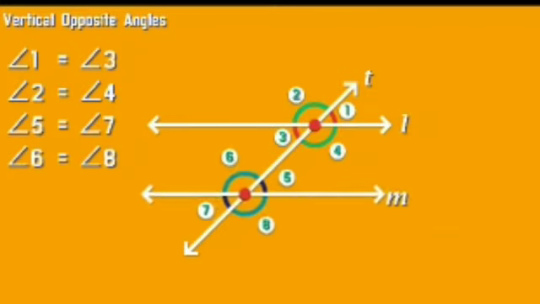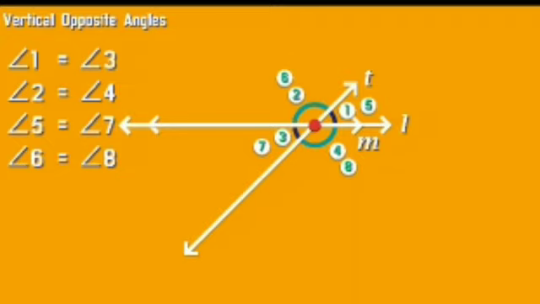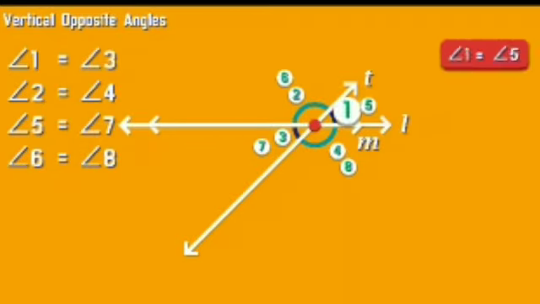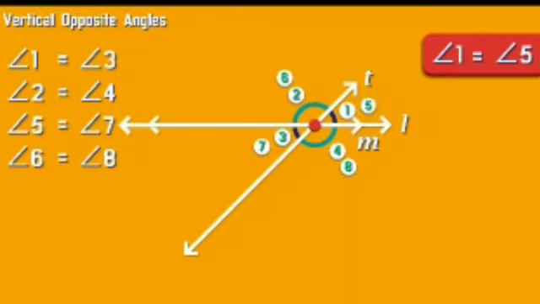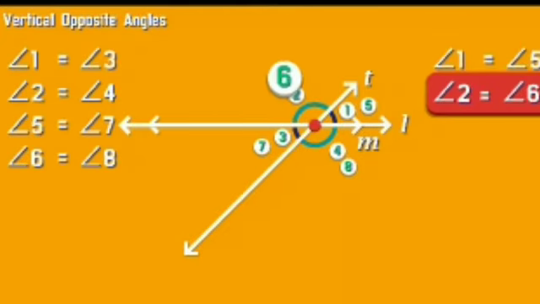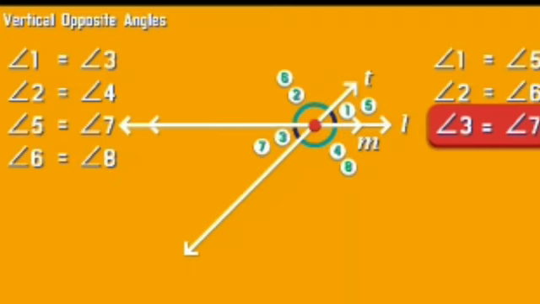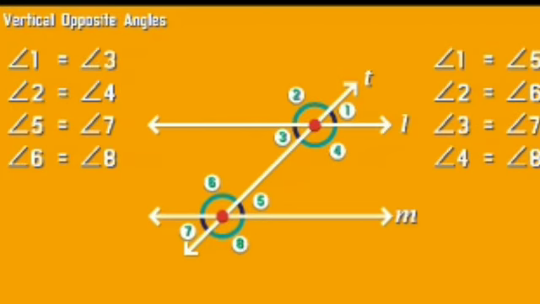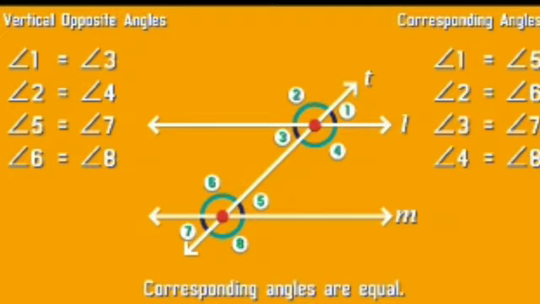As we move the line M upwards, we find that the angles formed on the lines L and M with the given transversal line overlap each other. So, here we see that angle 1 is equal to angle 5, angle 2 is equal to angle 6, angle 3 is equal to angle 7, and angle 4 is equal to angle 8. As we know, these all are pairs of corresponding angles. So here we can say that corresponding angles are equal.